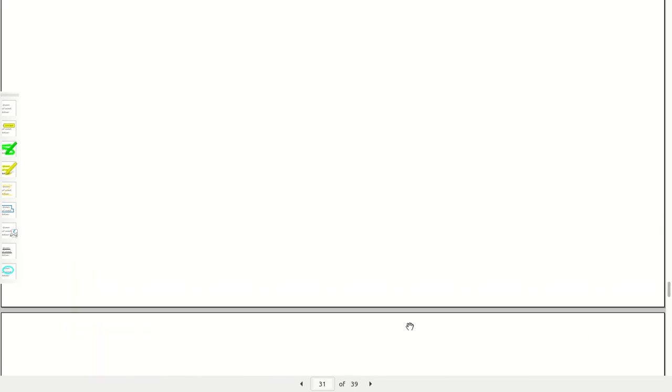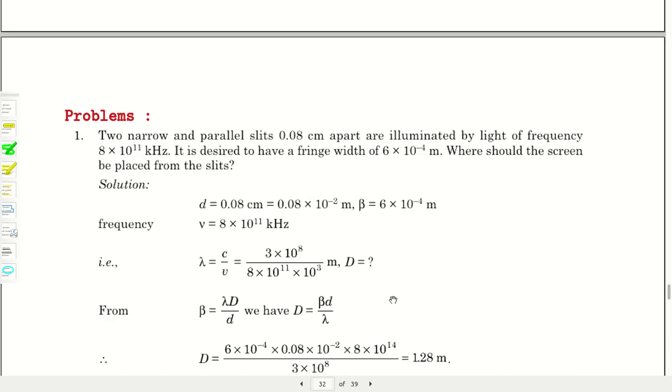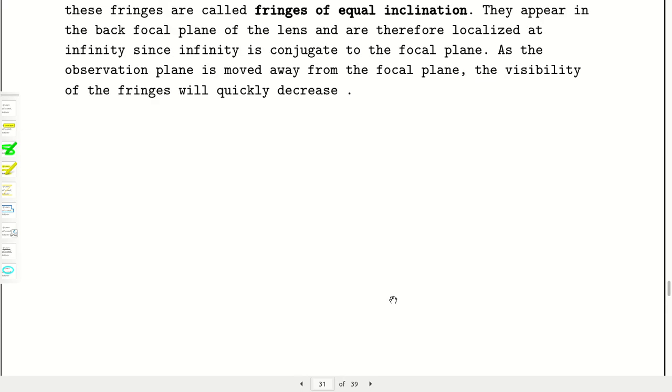Now the problems you can solve, there are so many problems given over here, do them on your own.